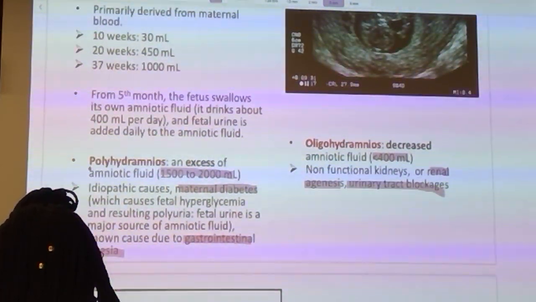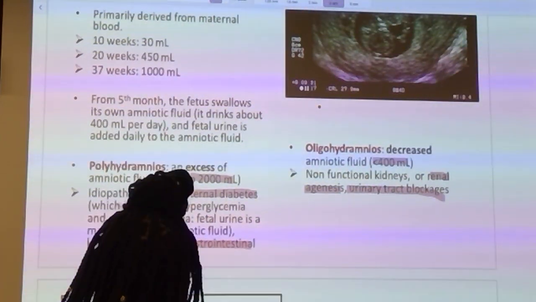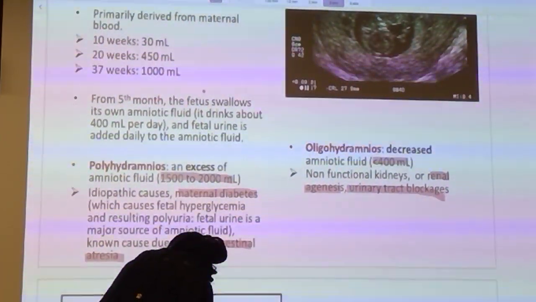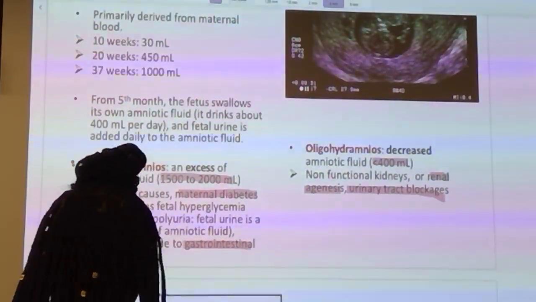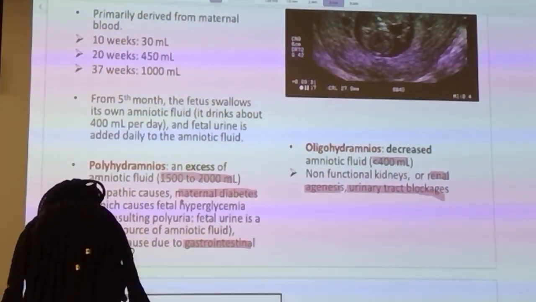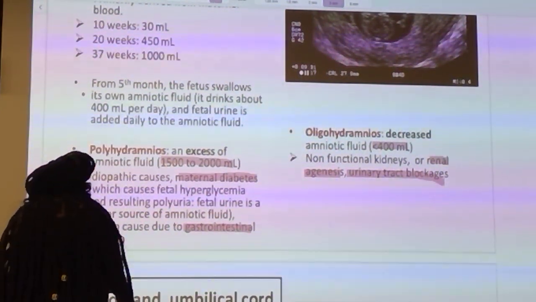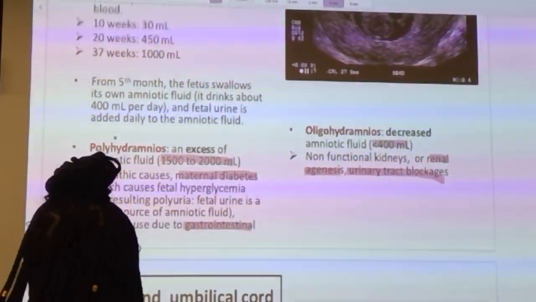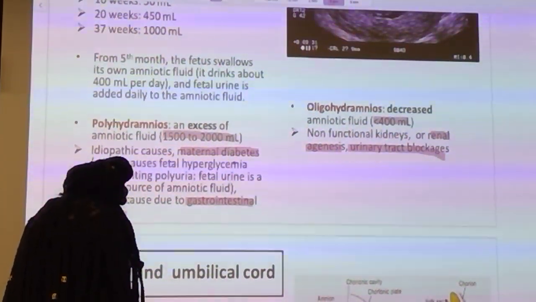Hypo or hyper? Hypo. So no lungs. And then polyhydramnios is excess amniotic fluid. Just know maternal diabetes for that. And it makes sense because when you're diabetic, you eat a lot, so yeah.